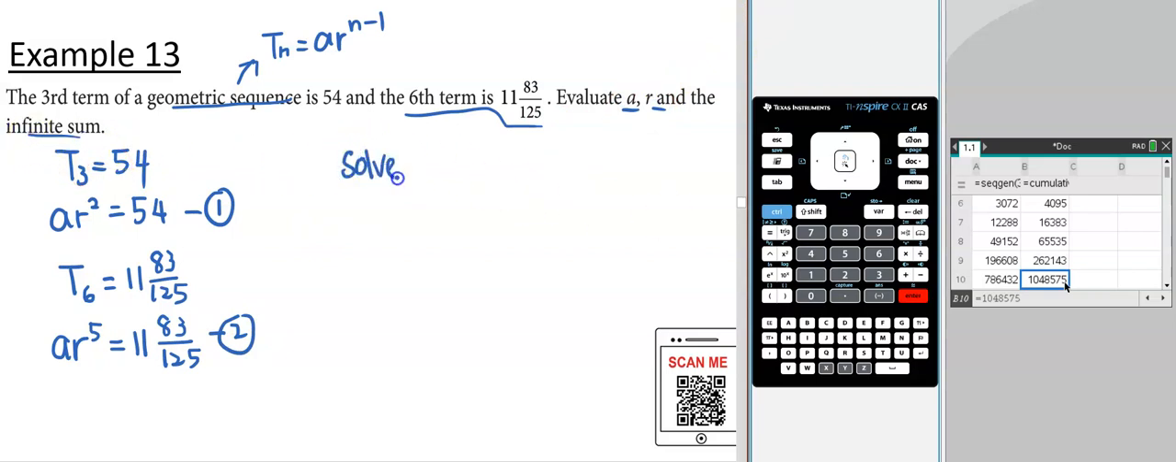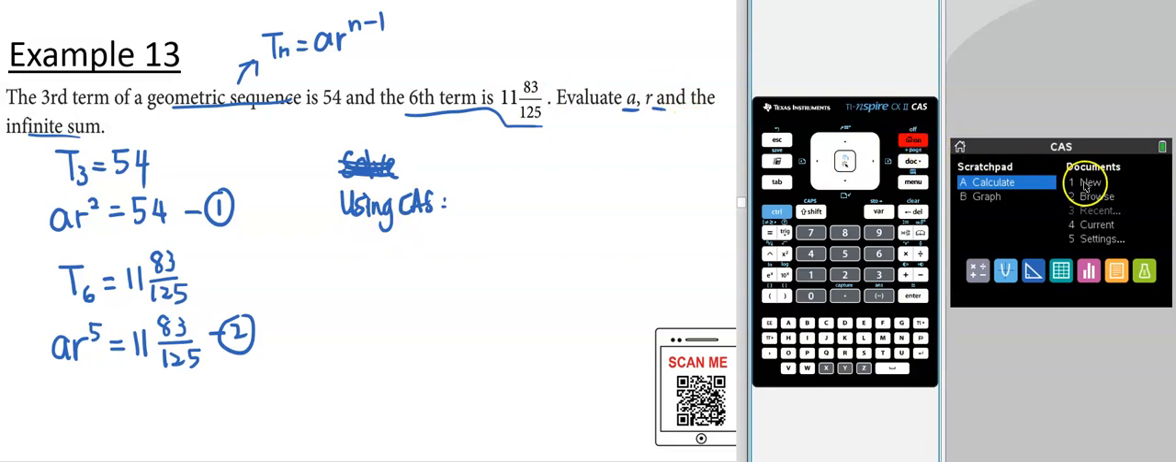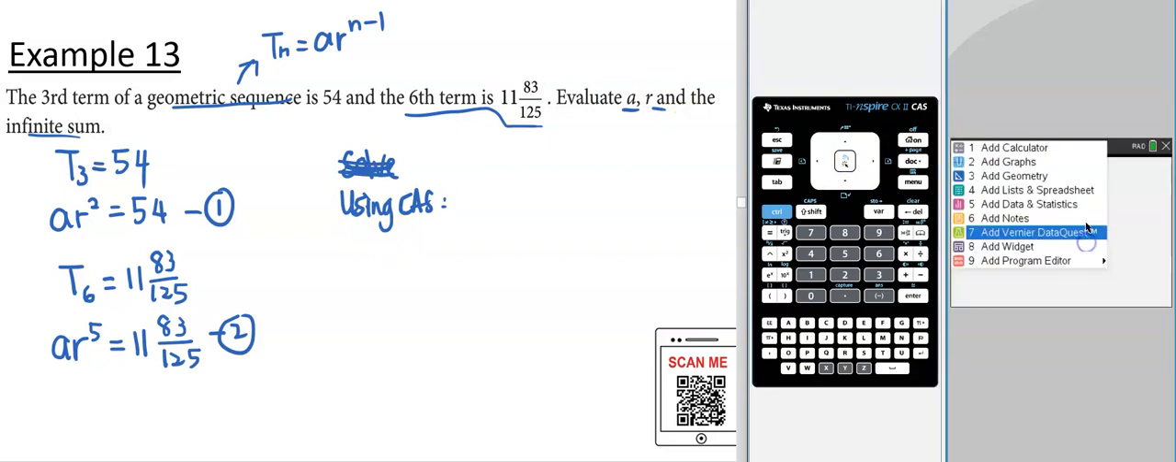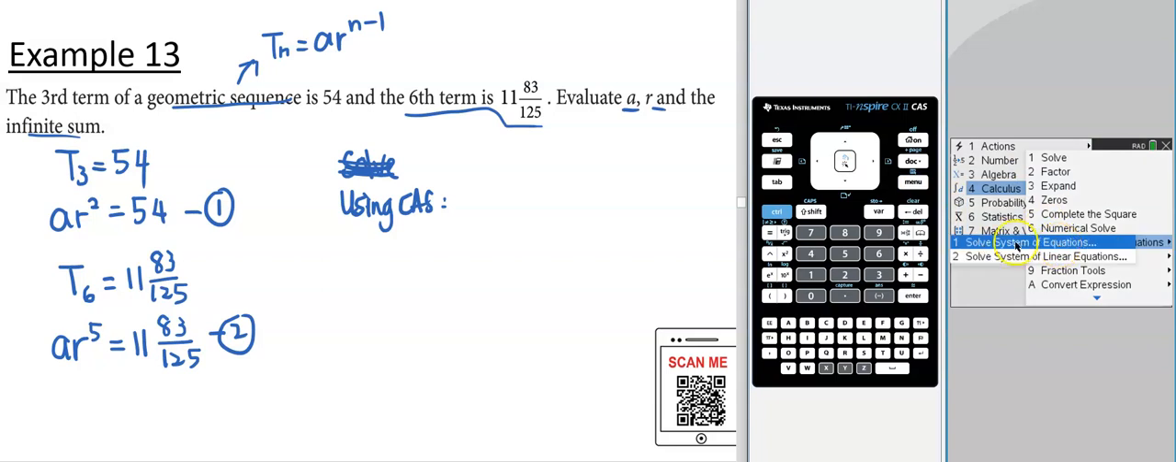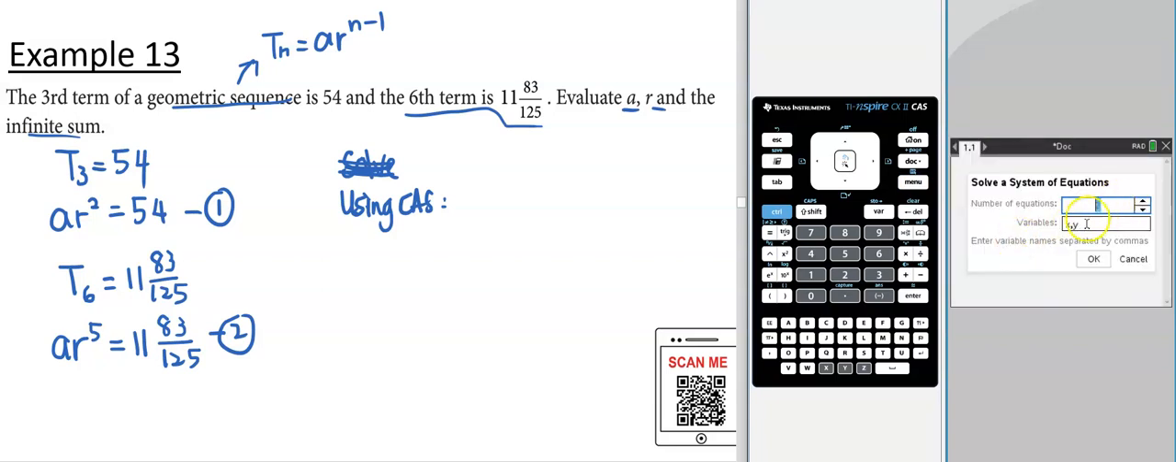You have two equations. Remember that you can solve using the calculator. You just use the CS calculator and type it out. Look at my calculator over here. You just click the on button, go to new and add calculator. So you press menu 3 7 1. So you have two equations. What are the variables you want to look for? A and R. So type out the equation over here.